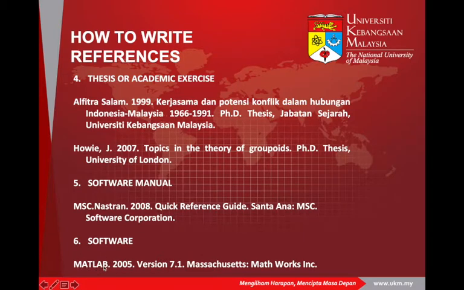For a software, you write down the name of the software, full stop, the year when the software was released, full stop, what version, full stop. The place where the software was released, colon, and the name of the company that developed the software.